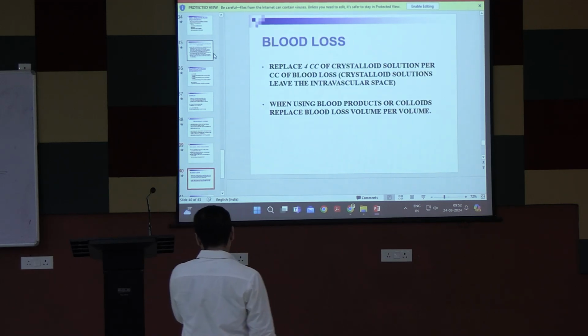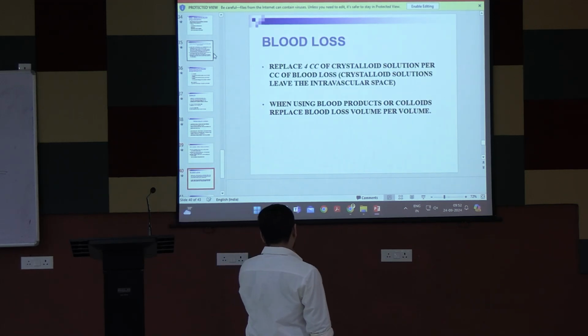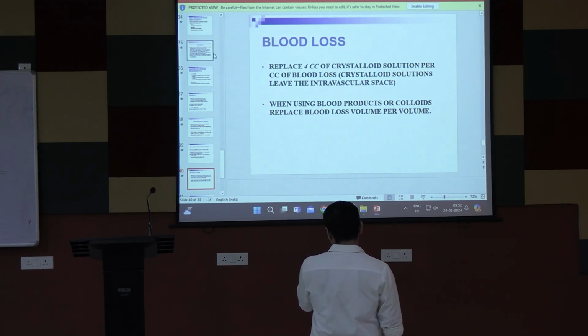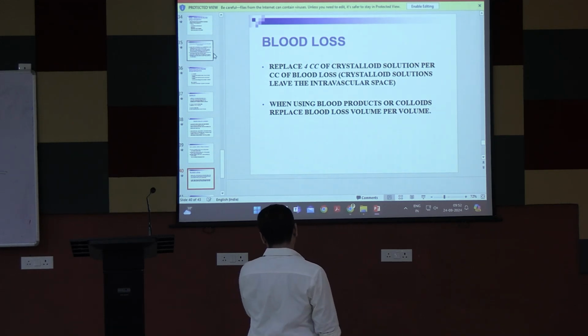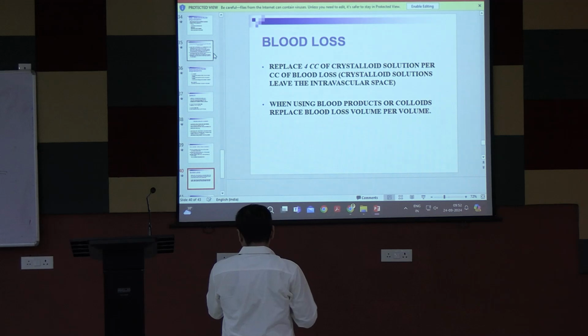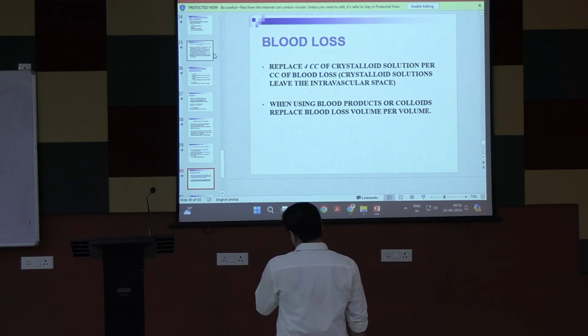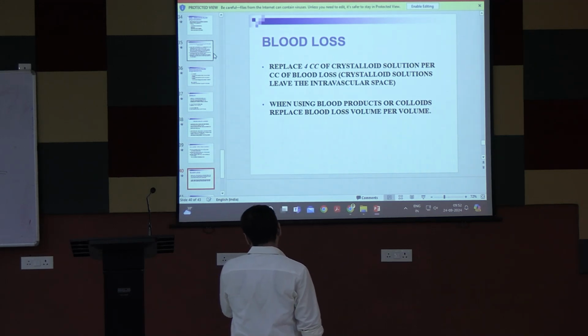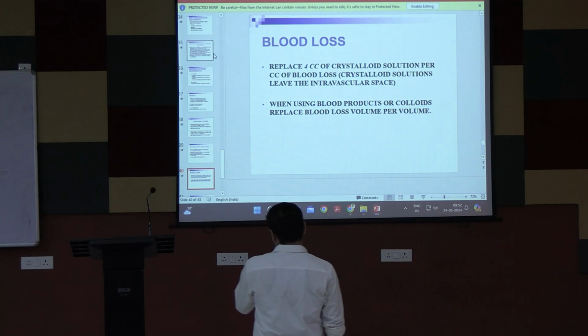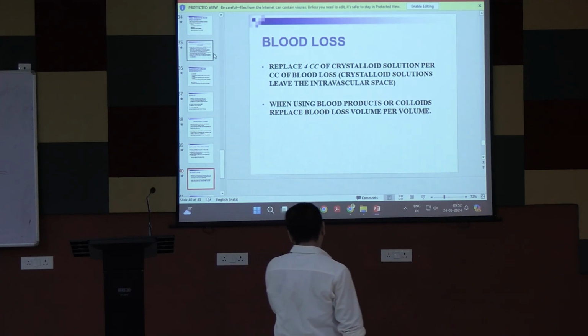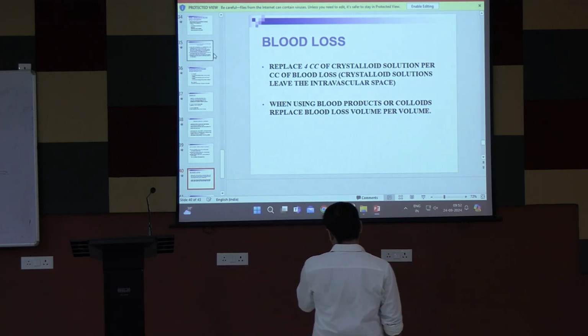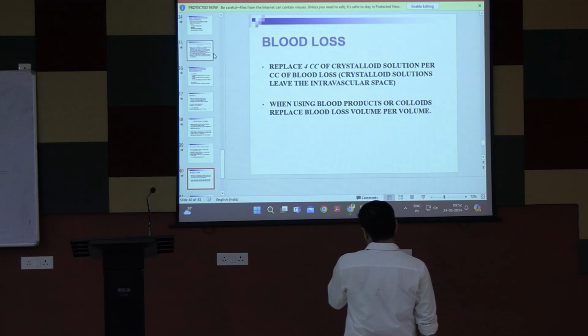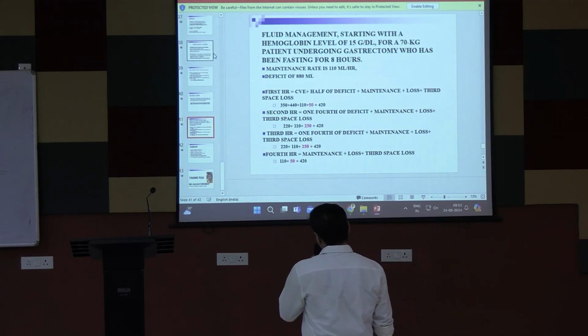Blood loss: replace 4 cc of crystalloid solution per cc of blood loss. Crystalloid solution leaves the intravascular phase very rapidly, so much more crystalloid is needed than 1 cc of blood. When using blood products or colloids, replace blood loss volume per volume.